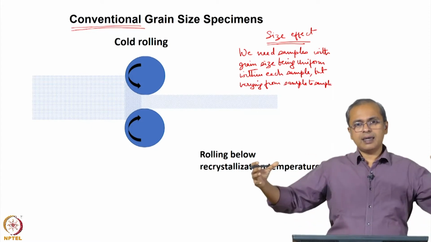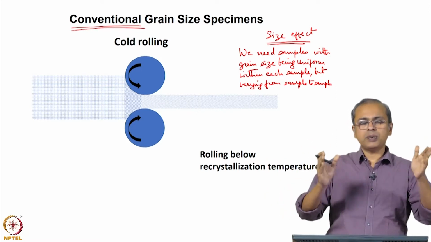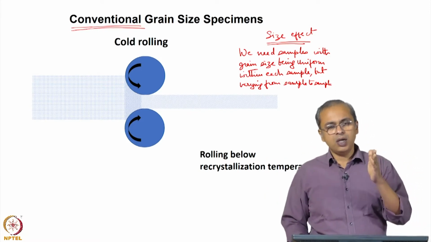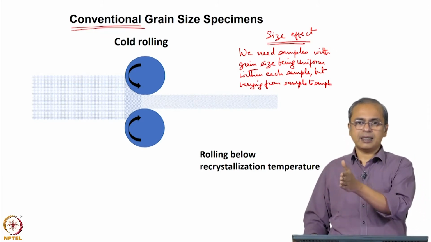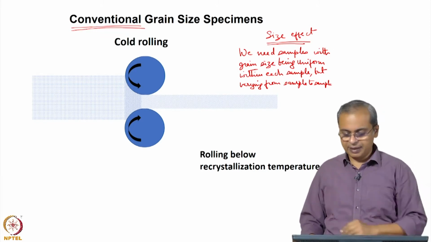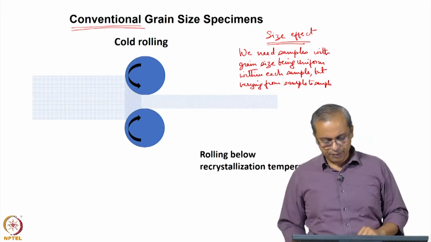And then I have these 10 samples, each one has the mean grain size being one particular value with minimal standard deviation, and then another sample has another grain size with minimal standard deviation. So, this is what we want to do.